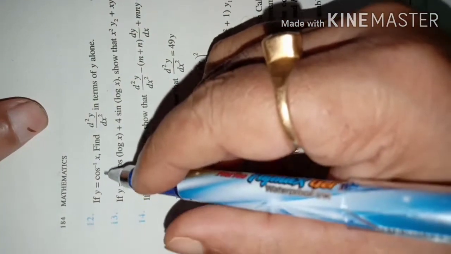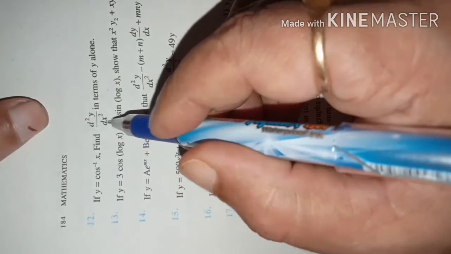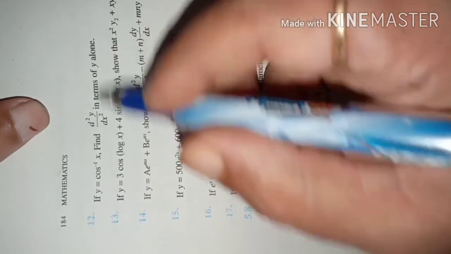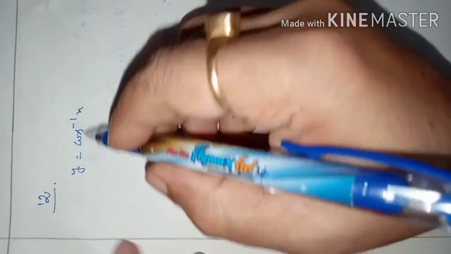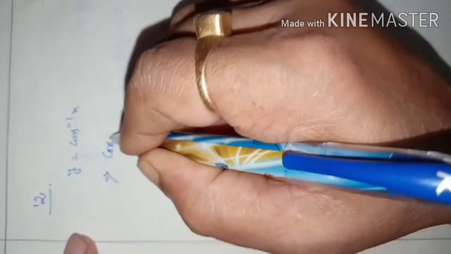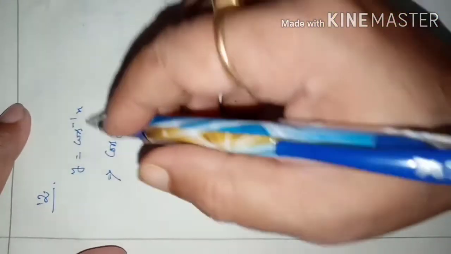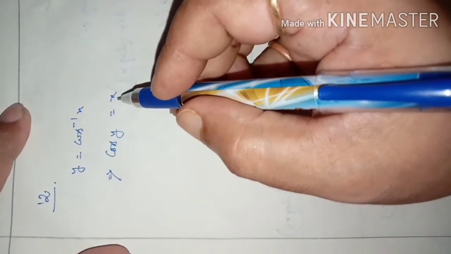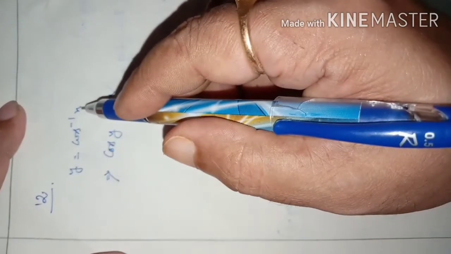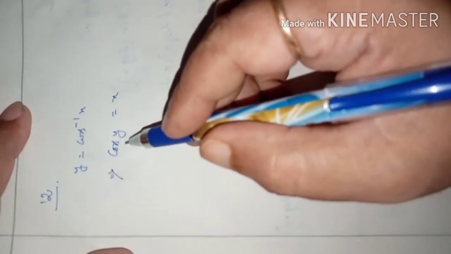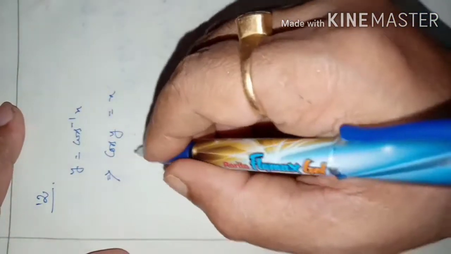So if y equal to cos inverse x, find d2y by dx square in terms of y alone. So our answer must be in terms of y. So y equal to cos inverse x. Then from here we can write cos of y equal to x, because y equal to cos inverse x. Recall the inverse function property: if y is a function of x, then x is a function of y. So now x equal to cos y.